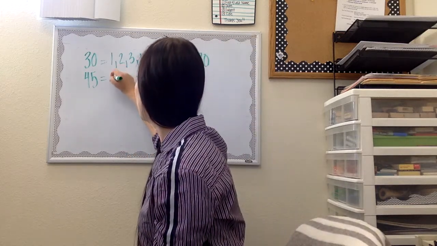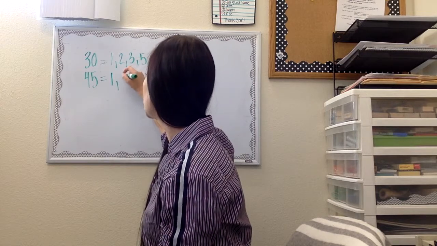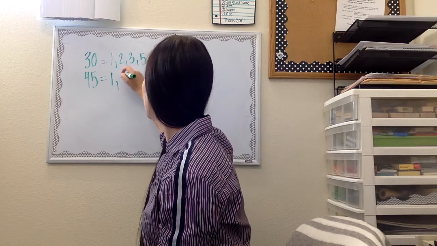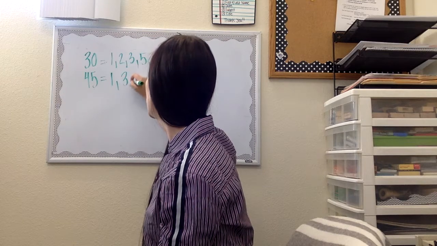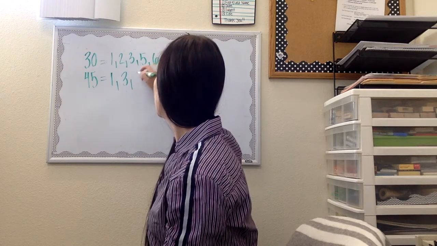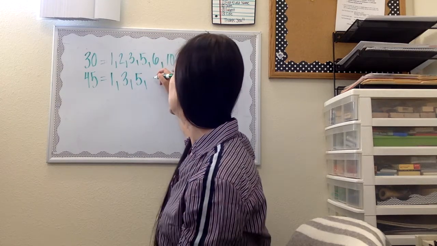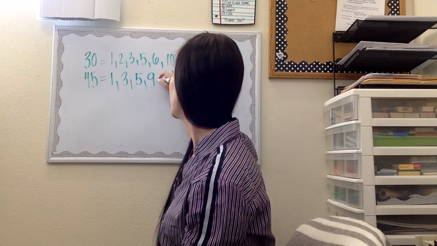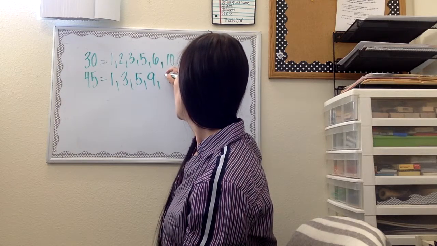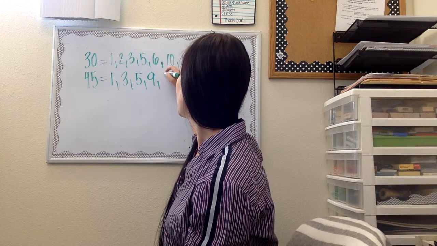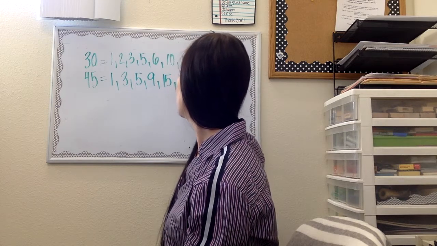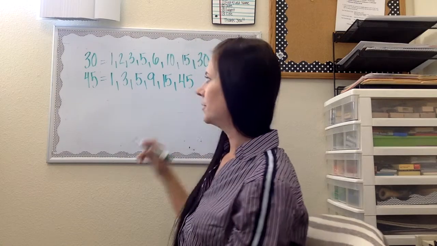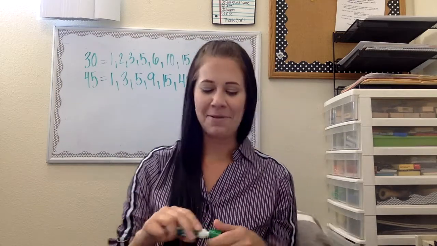Okay, so with 45, we have 1, not 2 on this one, 3, 4, 5, 6, 7, 8, I think 9, 10, 11, 12, 13, 15, 45. I probably missed one on that one. But if I pulled out a calculator, I probably wouldn't have missed as many.